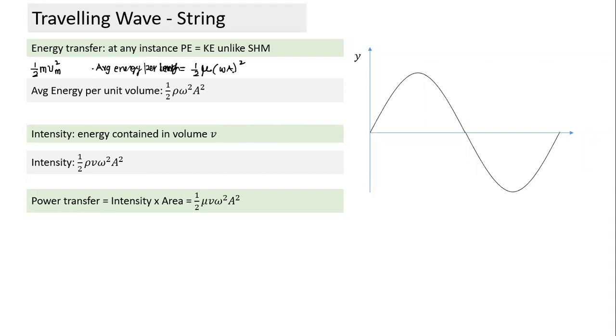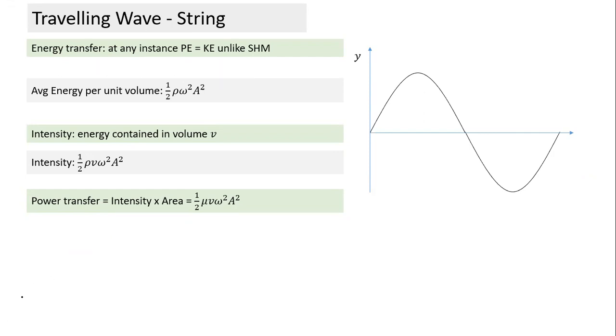And if this is energy per unit length, then for energy per unit volume, we divide by the volume of unit length. What is the volume per unit length? It is equal to the cross-section area. Mu divided by cross-section area becomes equal to density. So energy per unit volume is the same with mu replaced by rho. Intensity is energy contained in volume V, so we multiply this term by V to get the intensity term, and we multiply intensity by cross-section area to get the power transfer.